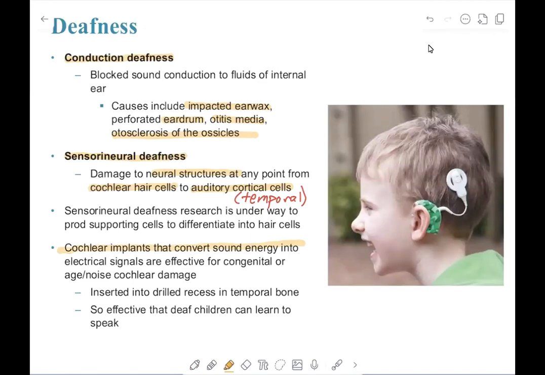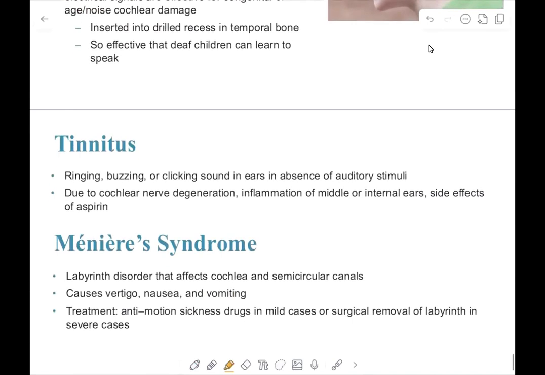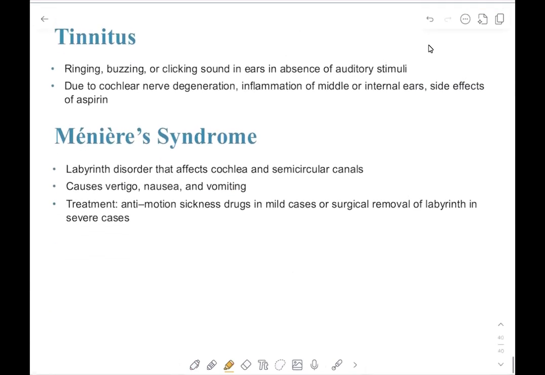So pretty amazing. The last two are what's called tinnitus. That could be a ringing or a buzzing that you hear, or even a clicking sound in your ear in absence of an auditory stimulus. Could be due to a problem with the cochlear nerve, inflammation of the middle or internal ears, or even something as simple as a side effect of a medication like aspirin.